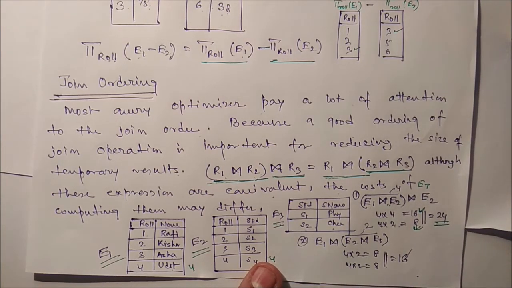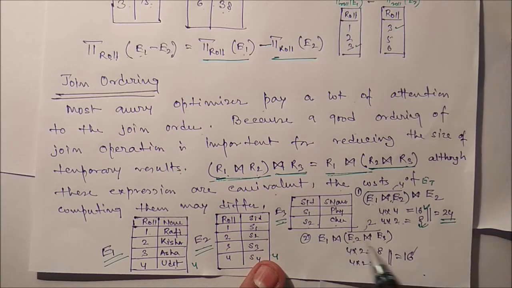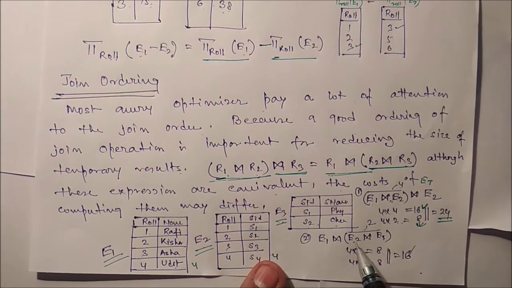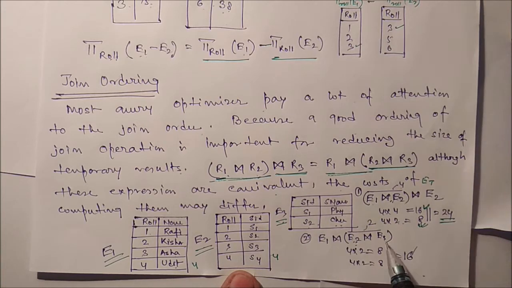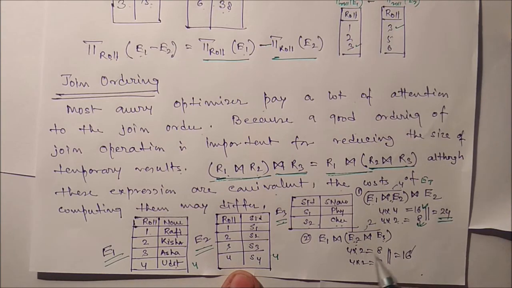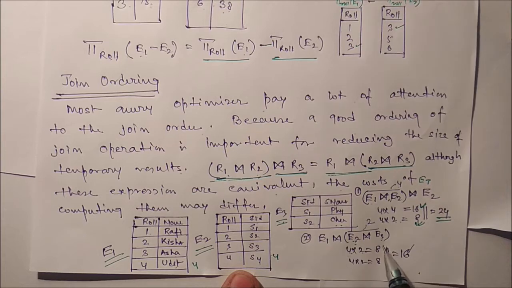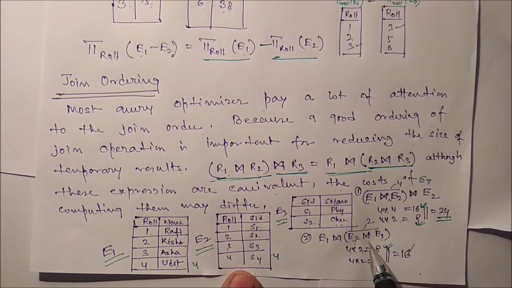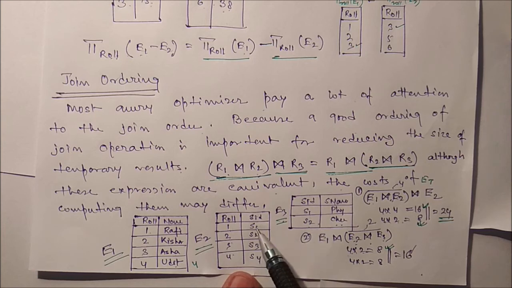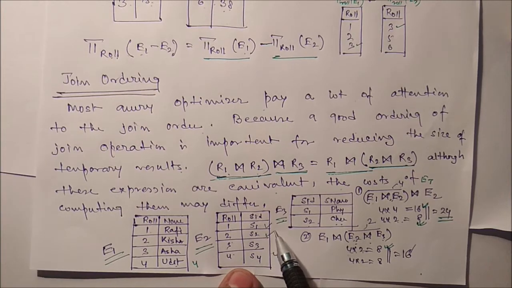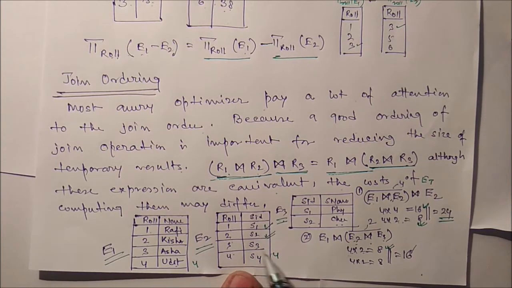But if you apply E2 with E3 first, the size of E2 is 4, and the size here is 2. So for E2 with E3, the cross product table size is 4 into 2, it is 8. But the resultant table size should be 2. You can see here 1, 2, 3, 4 and S1, S2, S3, S4, but here only S1, S2 are there. So it will retain only these two records. It will discard these two records because S3 and S4 are not there.